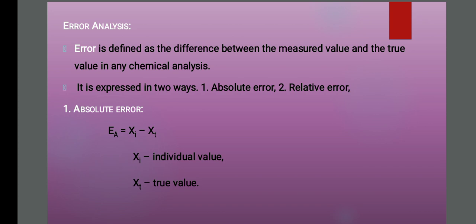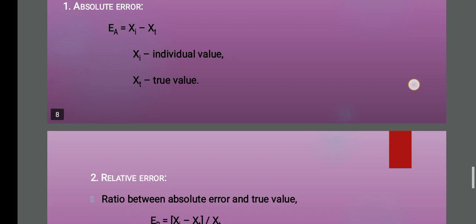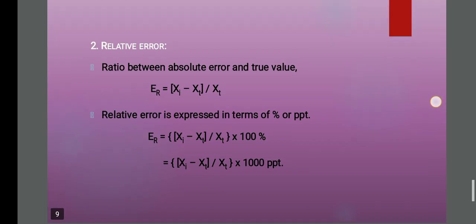Now we'll see what is relative error. Relative error is nothing but the ratio of absolute error to true value. I'll repeat. Relative error is a ratio between two things. One is the absolute error, which we have already found, divided by the true value, which will give you the relative error.